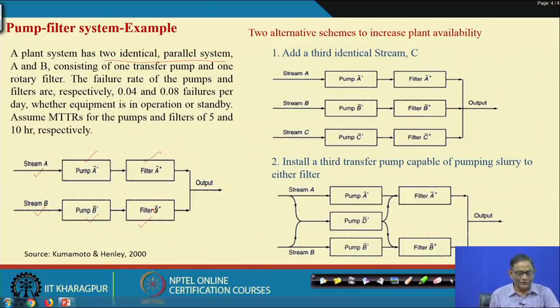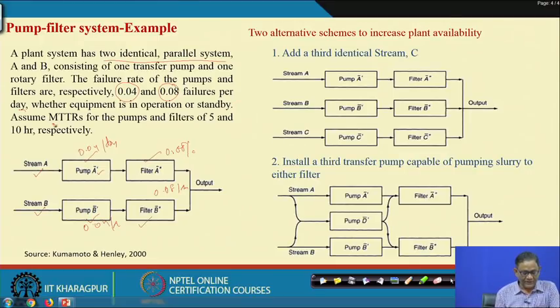Okay. Now, the failure rate for both the pumps, pump A and pump B, is 0.04, and for both the filters it is 0.08 per day. The failure rate here is 0.04 per day, and this is also 0.04 per day, here 0.08 per day and 0.08 per day. Okay.